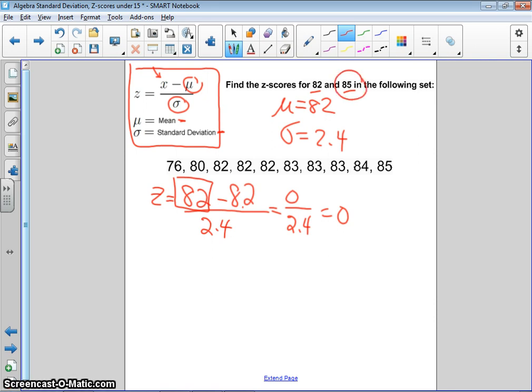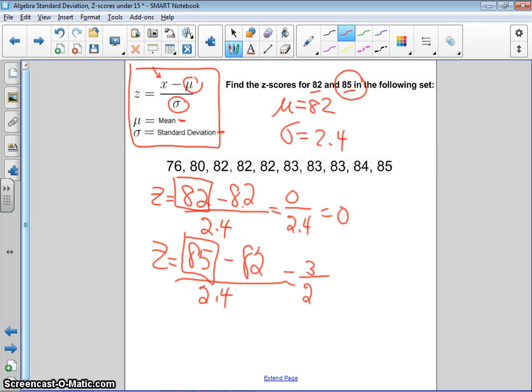The next one that we're going to try is the z-score of 85. That was the second number we were asked to do. Now it's pretty easy. We've done all the hard work. We're going to find the z-score of 85. The mean is still 82. The standard deviation is still 2.4. And we're going to plug all this into a calculator and see what we get. 85 minus 82 is 3, and we're going to divide 3 by 2.4.